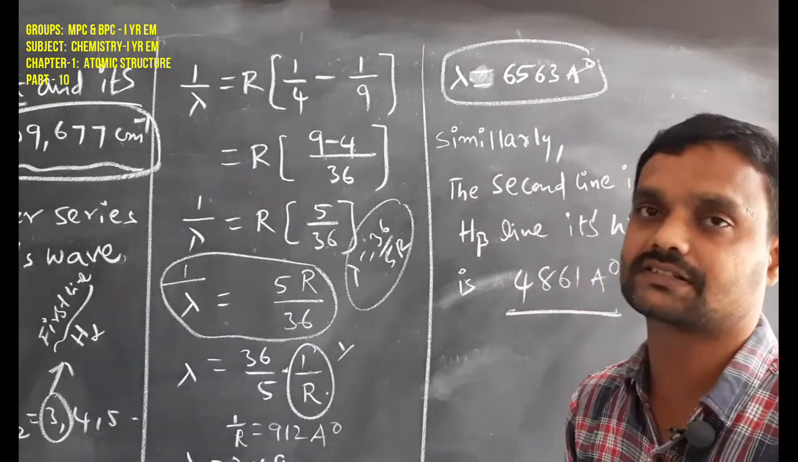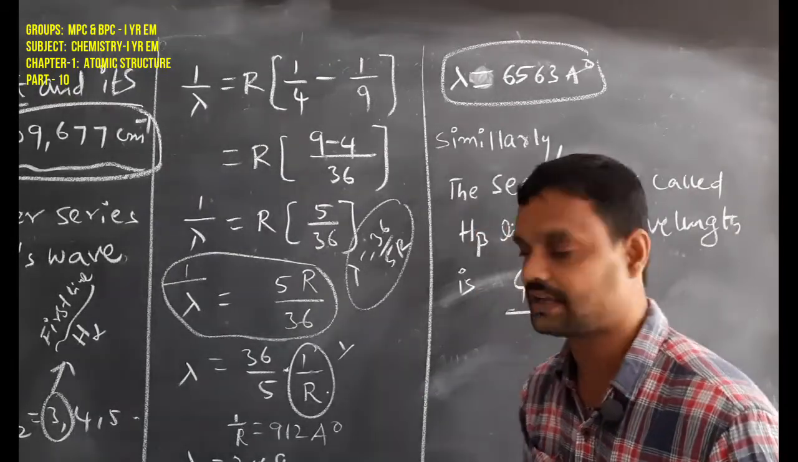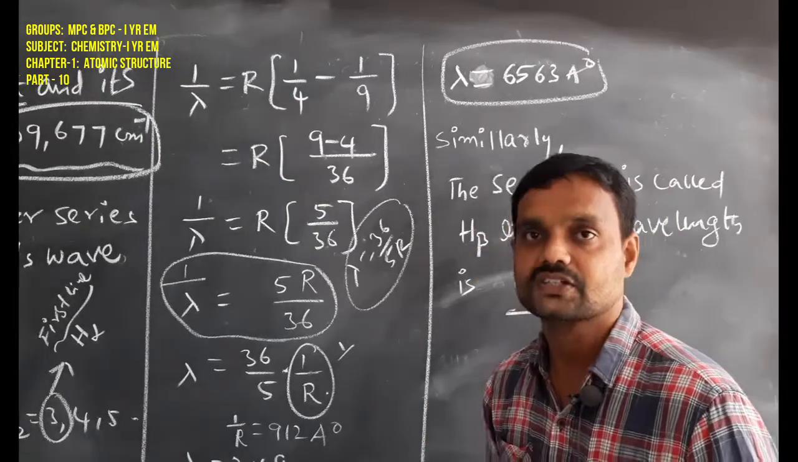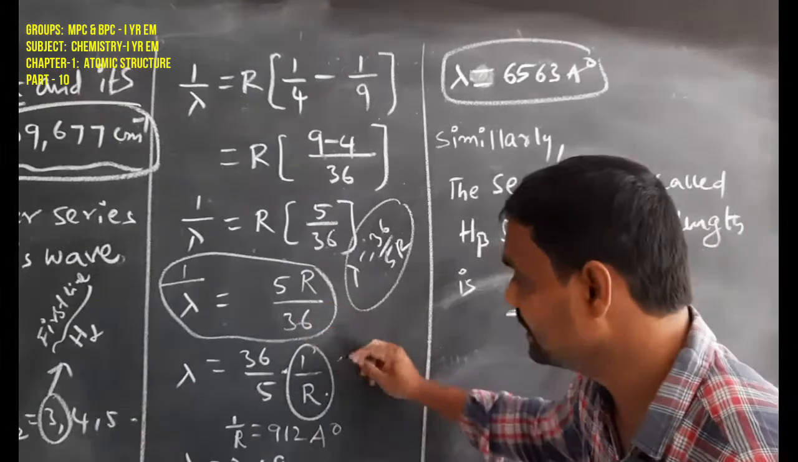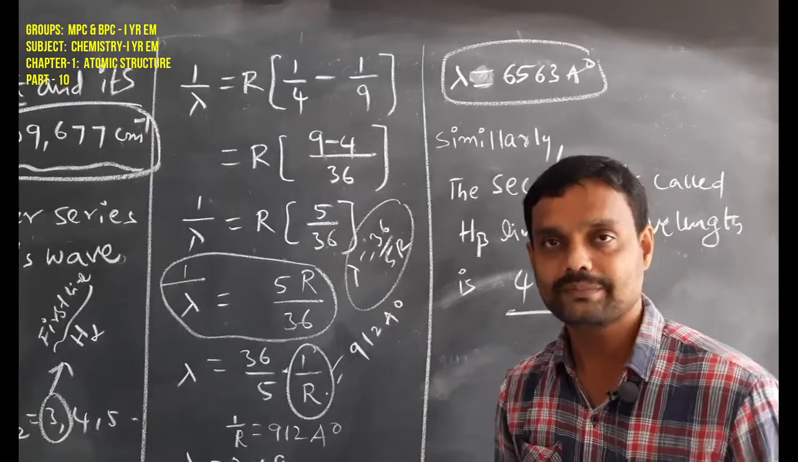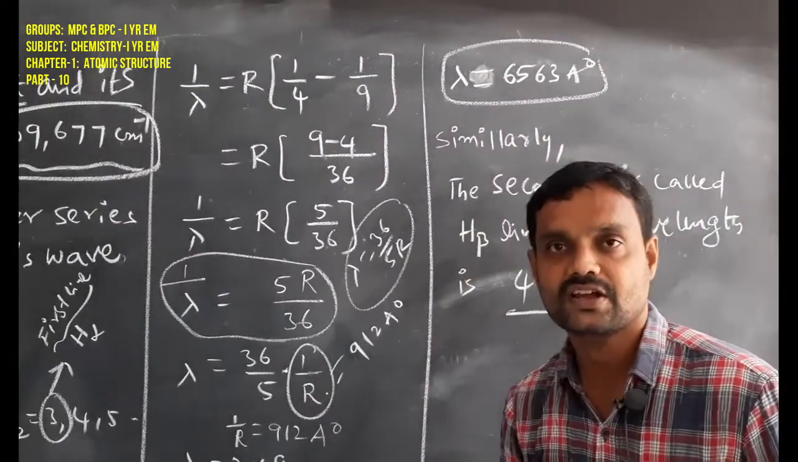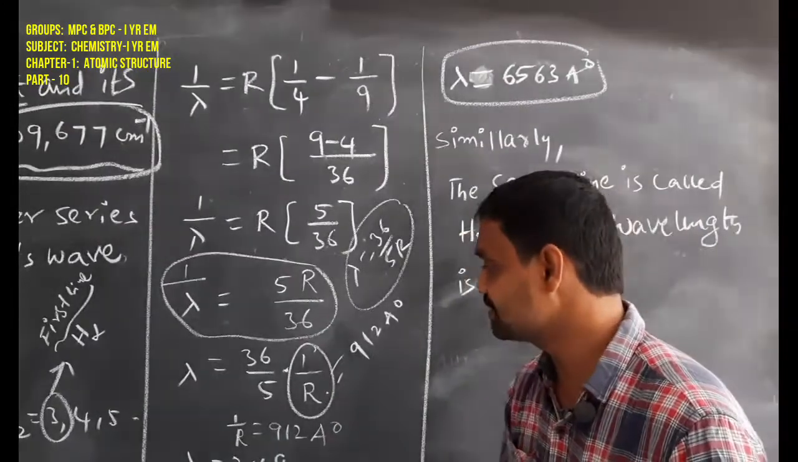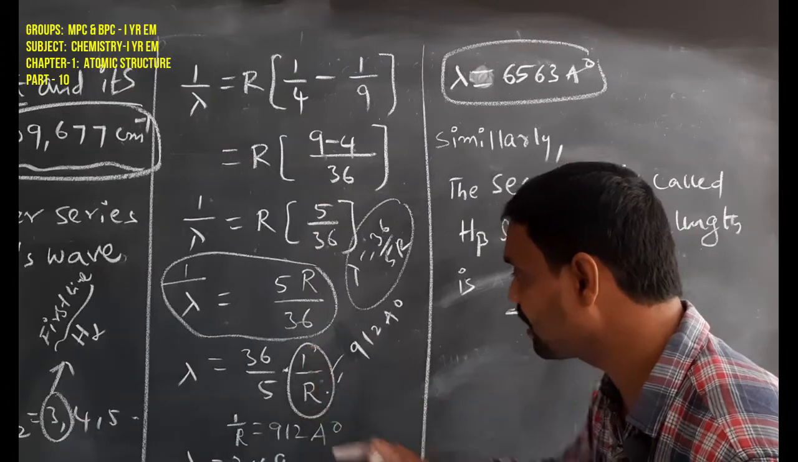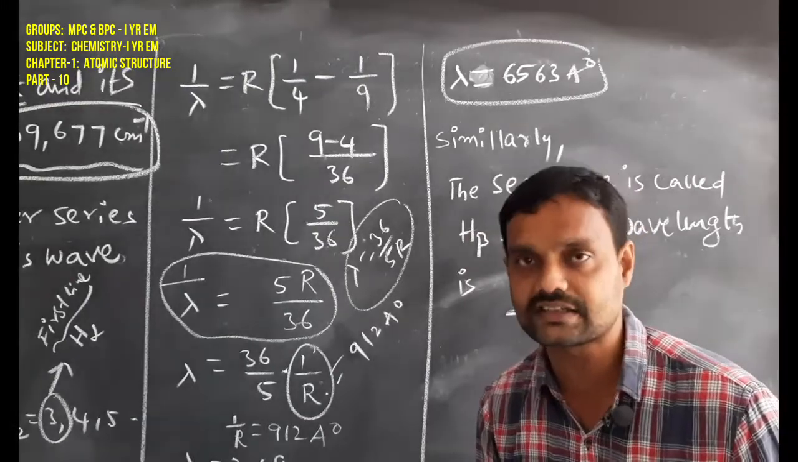1,09,677 per centimeter. So 1 by R, on simplification, the value is 912 angstroms. You should always remember the 1 by R value in angstroms, so that problems can be solved from the competitive exam point of view. Nearly it is equal to 912 angstroms.